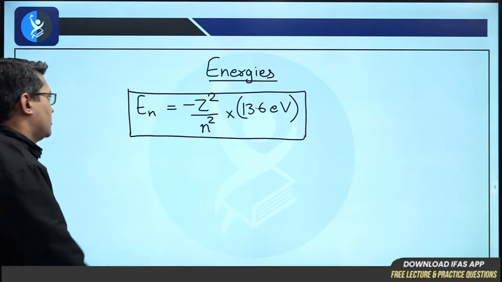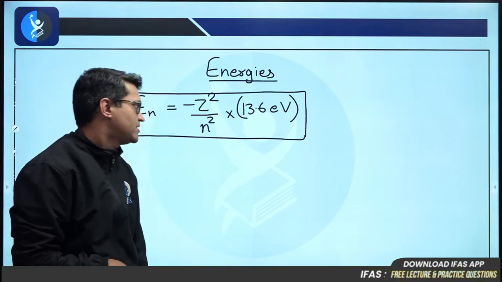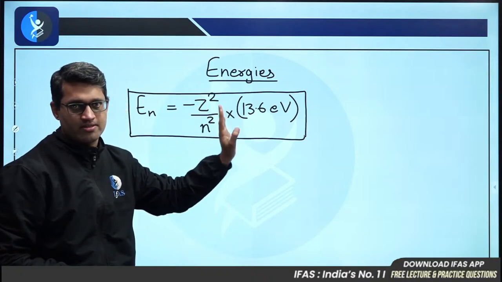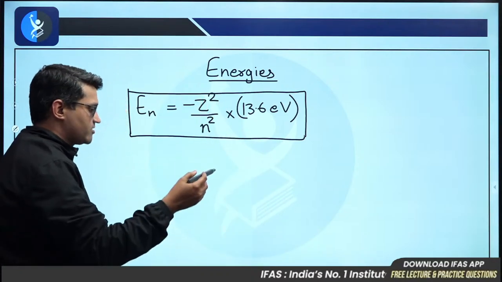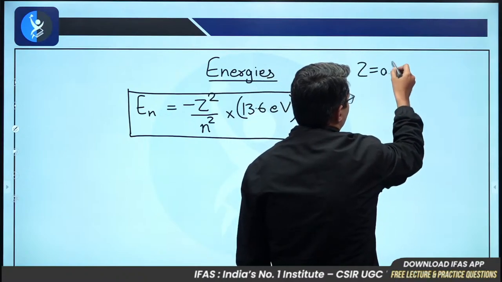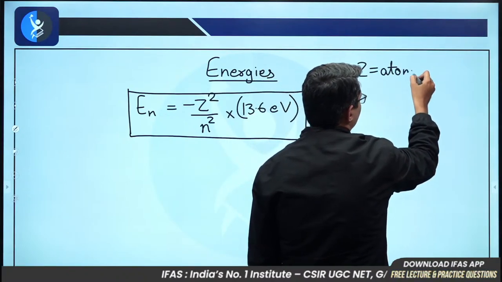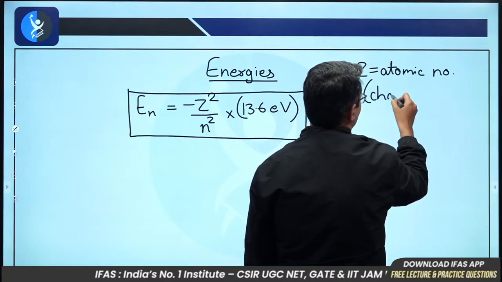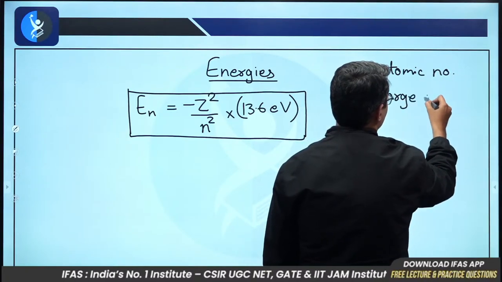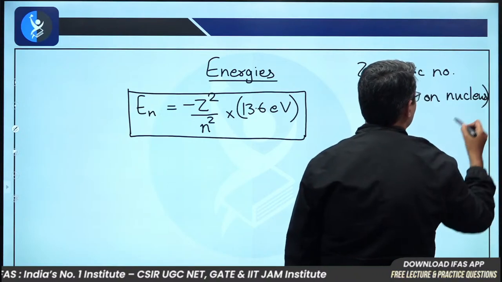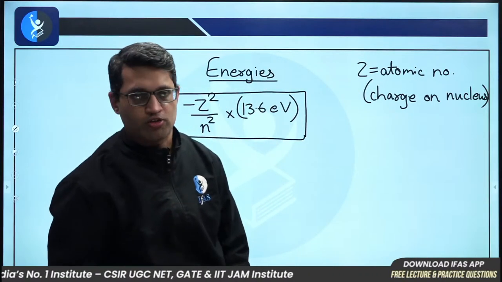Okay, so these are the various energies. En is minus Z square by n square into 13.6 electron volts. Now what is Z? Z is the atomic number, or you can say it is the charge on the nucleus.